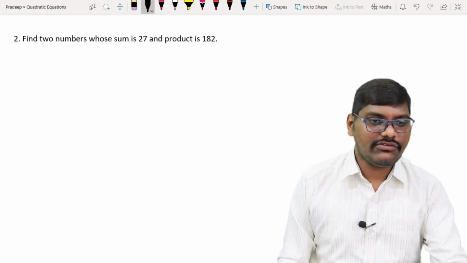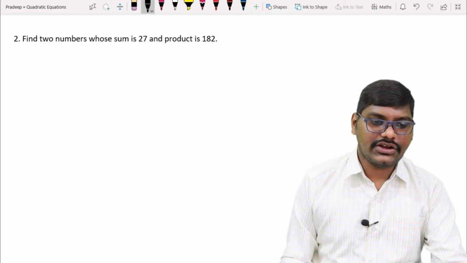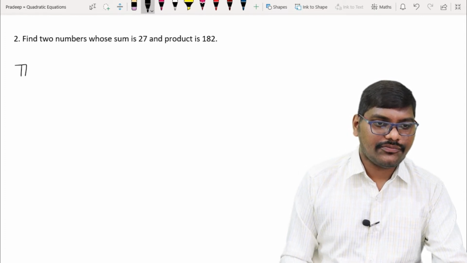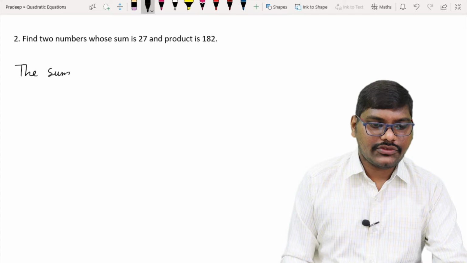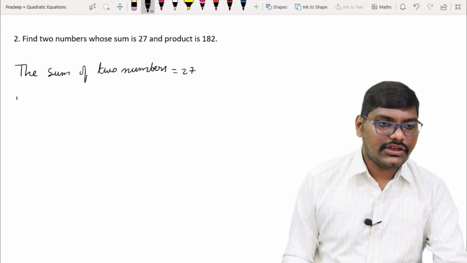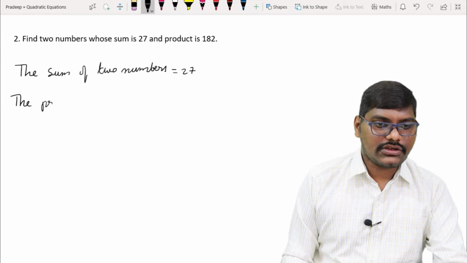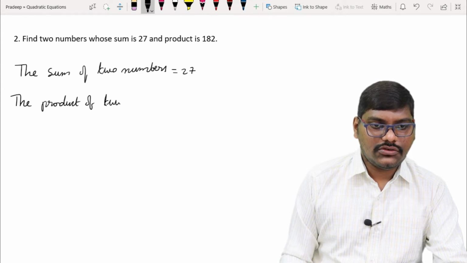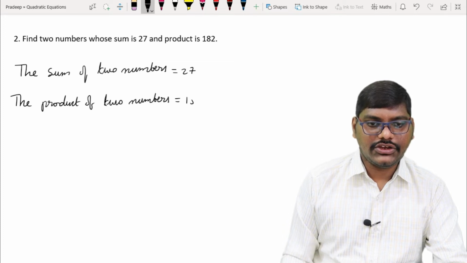So I can write the given information, whatever they said. The sum of two numbers is equal to 27. All right, and the next point, the product of two numbers is equal to 182.